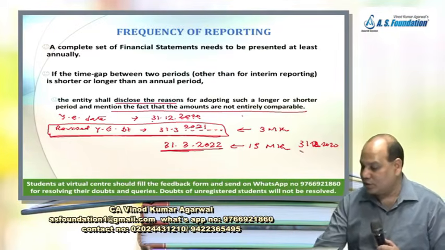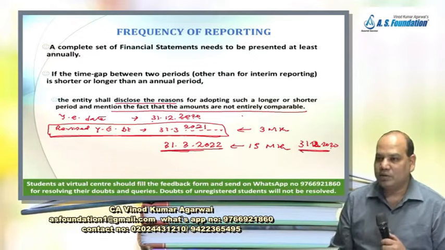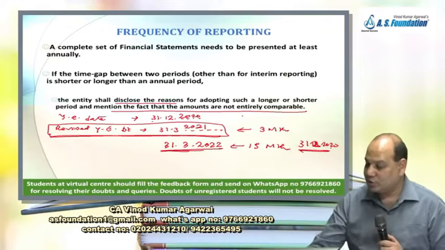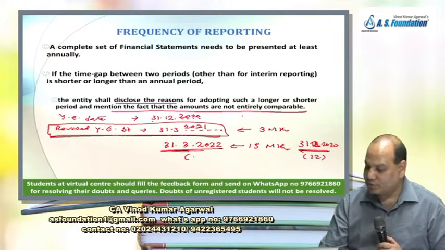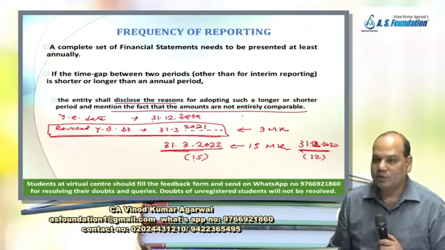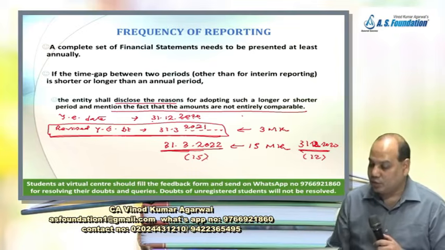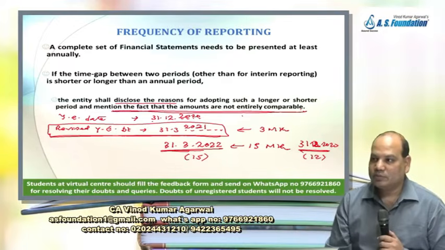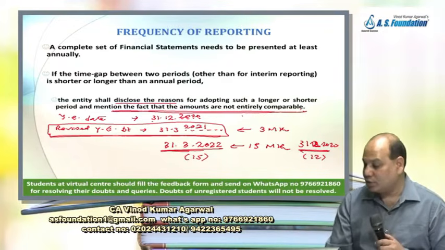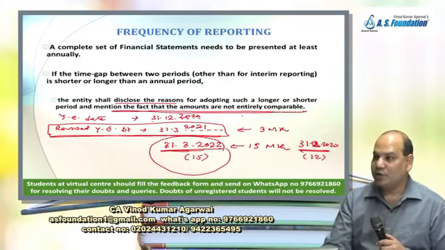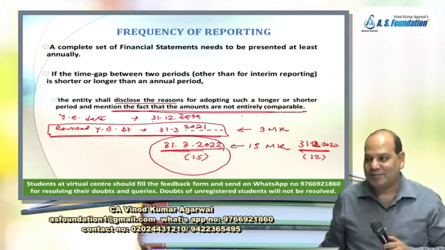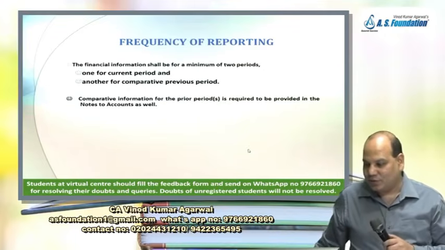Now this and this cannot be compared, especially the statement of profit and loss part, because this is based on a 12 months profit. This is based on a 15 months profit. So you have to give a disclosure that the amounts are not entirely comparable. Otherwise, the investor will think all of a sudden the profit has jumped by 25%. Arey, this is a profit of 15 months.